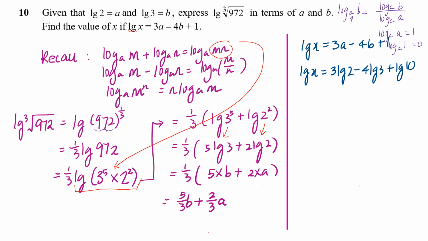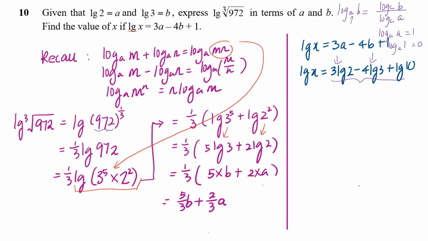So what you need to do here is combine all these using the laws that you have learned into a single log. When you have a single log on the left and a single log on the right, you can just remove the log, and that's how you get the value of x.